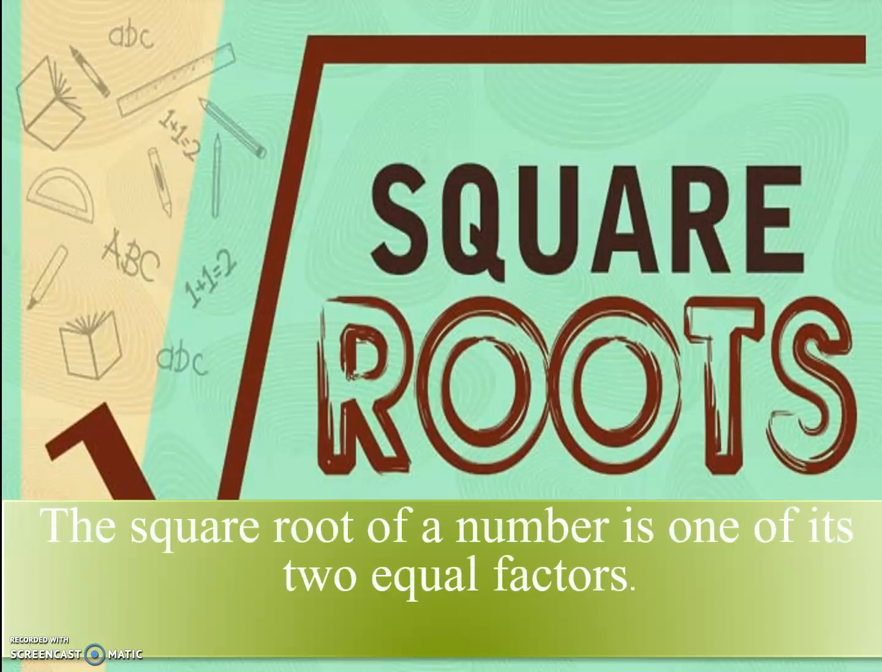Now let's see what is square root. The square root of a number is one of its two equal factors. Not all the factors, but the equal factors. Now here square root is denoted in this way. Okay, square root is denoted like this. Here it is called square root of 4.